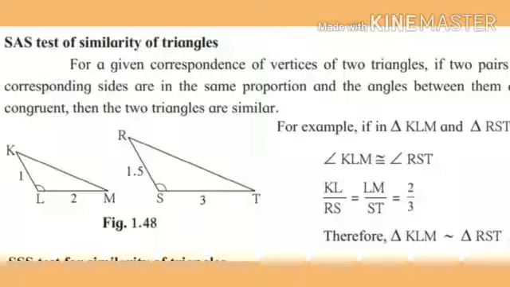Now observe here, the two triangles are KLM and RST. The two ratios are equal, KL upon RS and LM upon ST, the value is 2 upon 3, and one angle, that means angle L, is congruent to angle S, given by an identical mark. So one angle is congruent and two sides are in proportion, that means the corresponding sides' ratios are equal. So therefore these two triangles are similar by the SAS test.